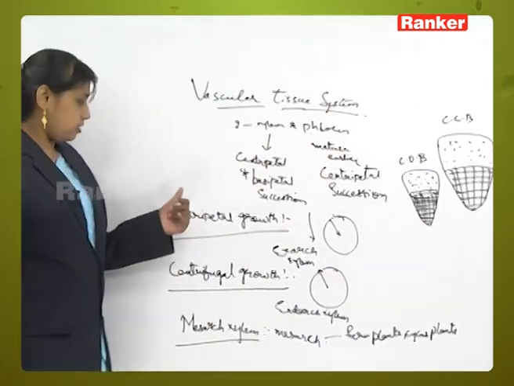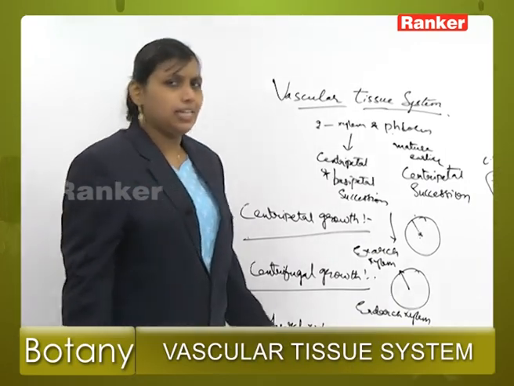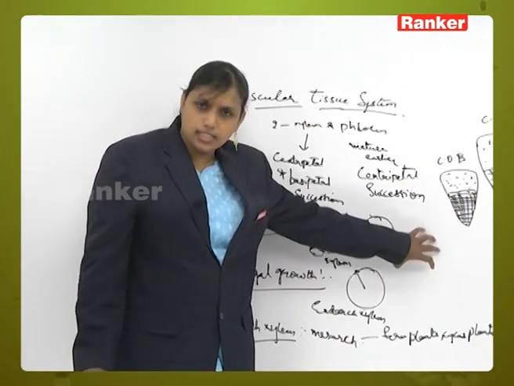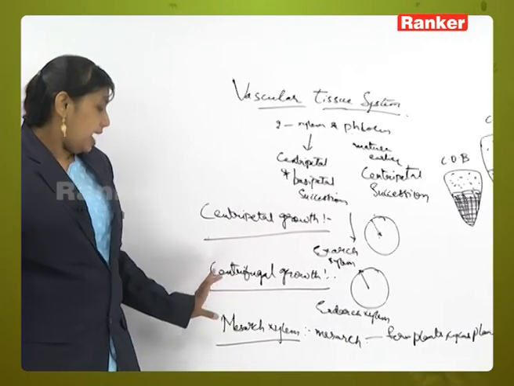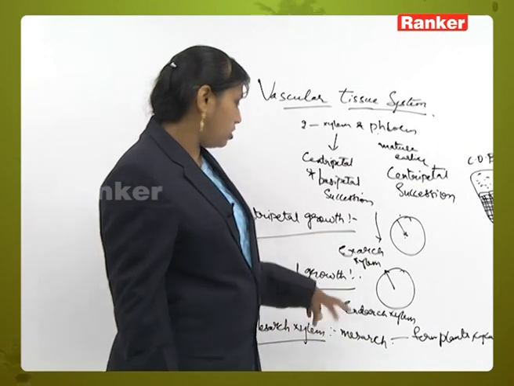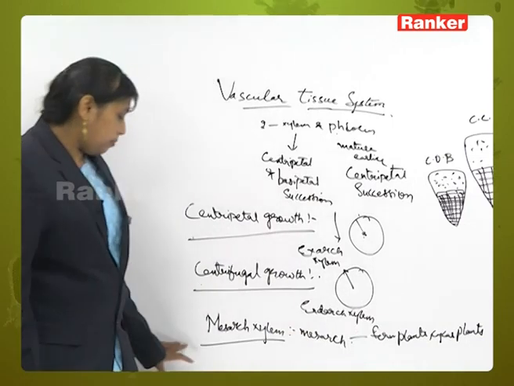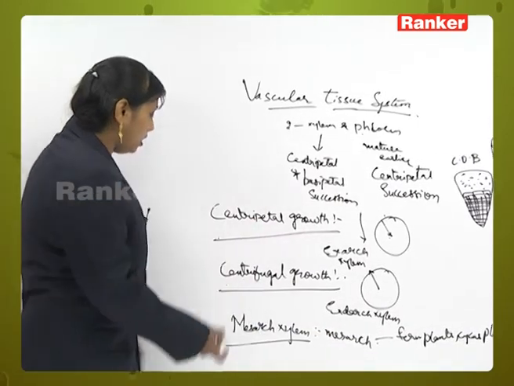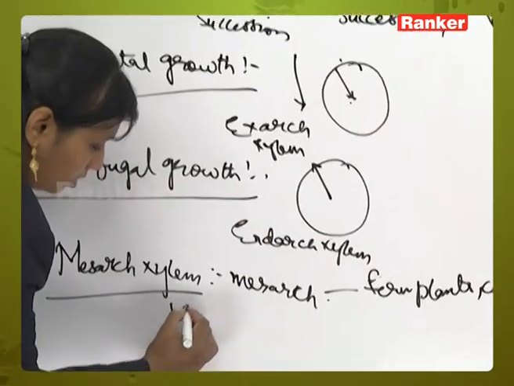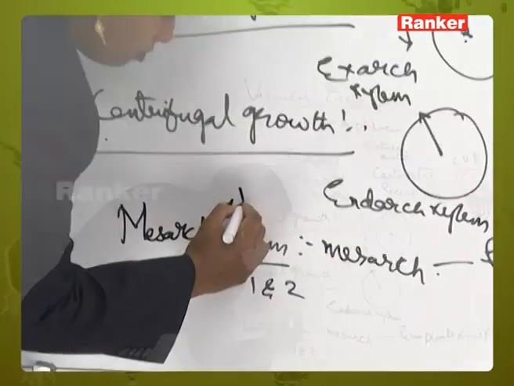Okay. So on the basis of differentiation, as we said earlier, xylem is of three types: centripetal, centrifugal, and mesarch xylem. Centripetal is one. If the xylem differentiation is occurring from the outer periphery towards the center, then the xylem is called exarch xylem. And if it is centrifugal growth, the initial elements of xylem are differentiated from the center towards the periphery, then that type is called endarch xylem. And mesarch xylem is a condition where you will see the combination of 1 and 2.